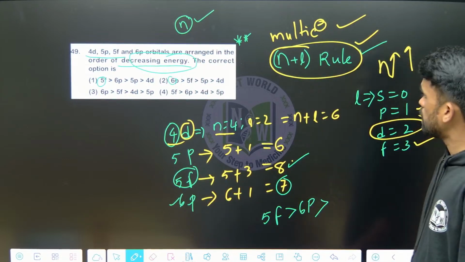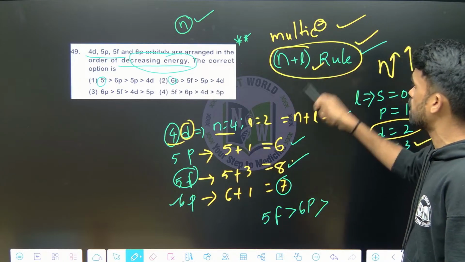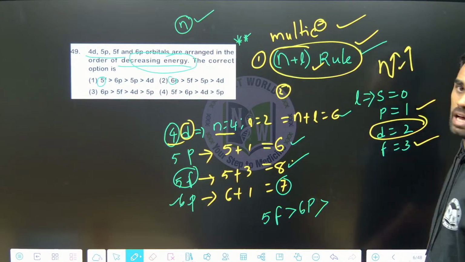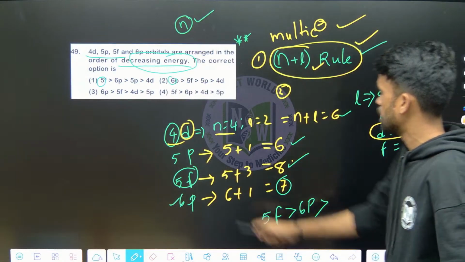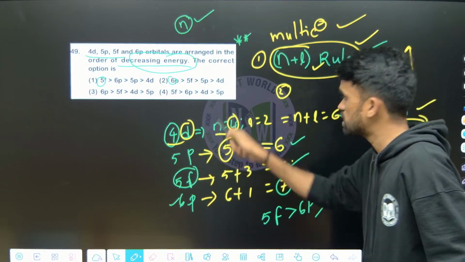Then here it is 6 and here also 6. When n plus l values are the same, what is the second priority rule I told you? The higher the n value, the higher its energy. Here the n value is 5, here the n value is 4, which is the higher number?